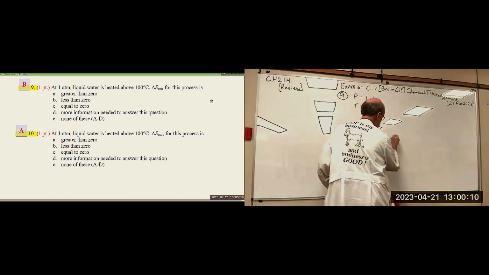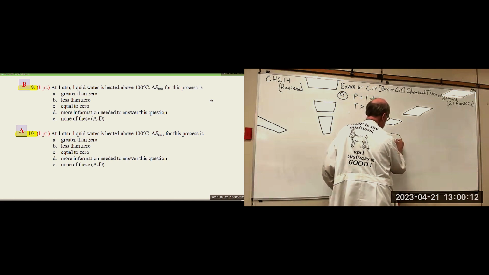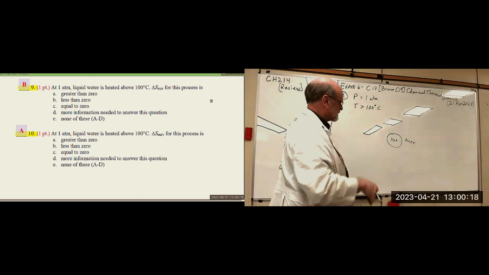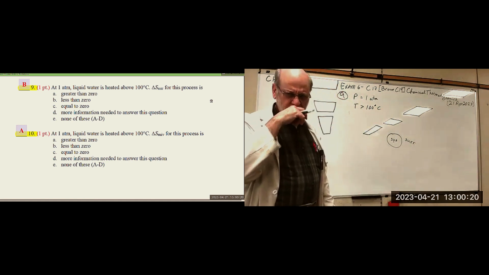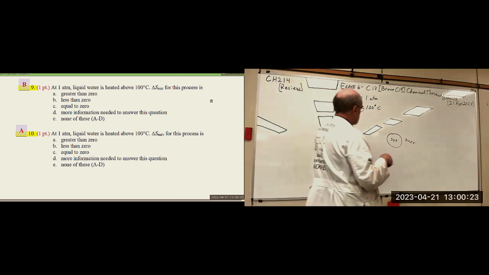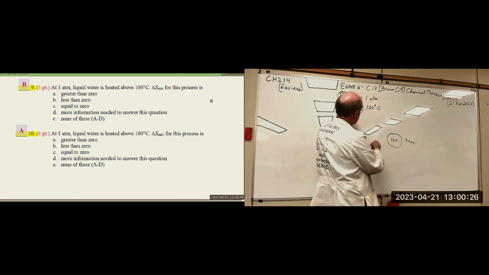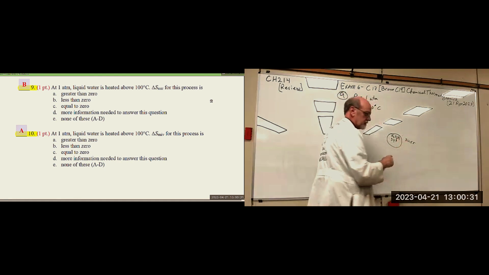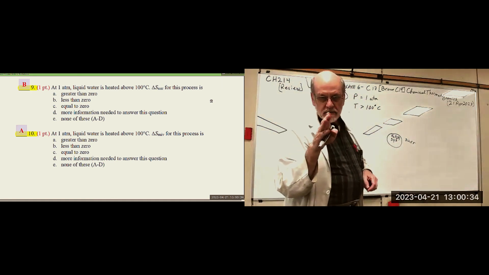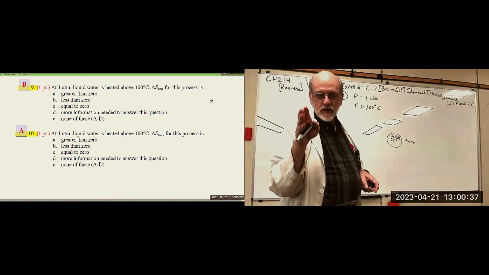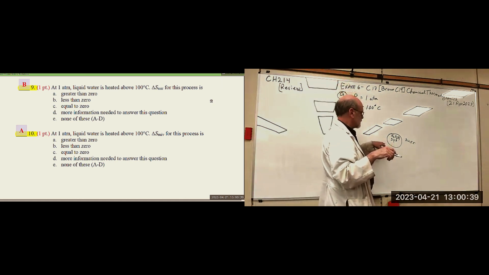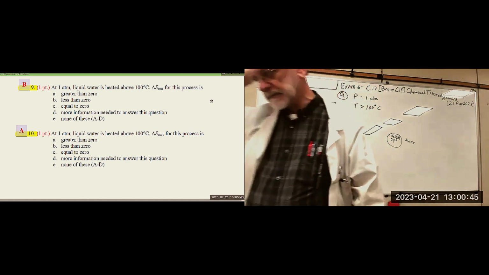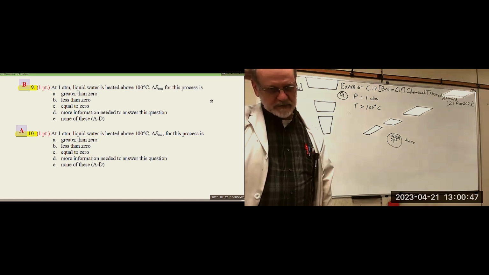If we look at this in terms of system versus surroundings, that's the best way to set up a picture. If the system is water, right? Water is the system. Liquid water. And the question is, what is the delta S for surroundings? How do I approach this?